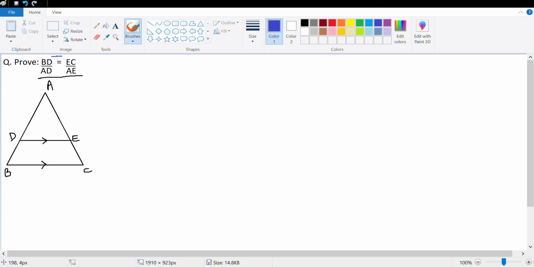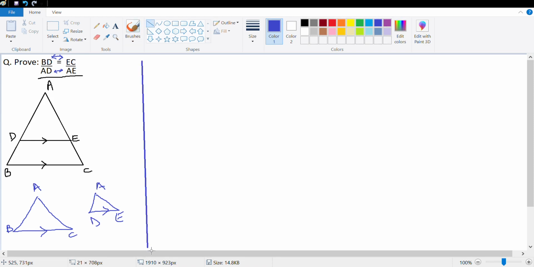Let's try our small trick. Which triangles? So BD and EC. BD and EC are not a part of any triangle, or rather don't form any triangle. Let's look at the denominator AD and AE. At least this forms one triangle ADE, but this kind of questions we've already done many times. Let's look at these two triangles which we'll have to prove similar, which means the big triangle ABC and the small triangle ADE. Right, and BC and DE are given parallel to each other.